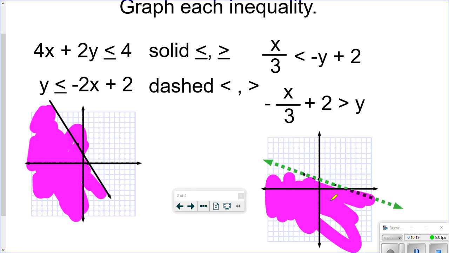Now, if it wasn't true, you would actually shade away from that point. So this was true, so we shaded towards it. If it wasn't true, we would shade away from it, knowing that it's above the line. That's our solution, which hopefully on this next slide, you'll get sample problems of that.